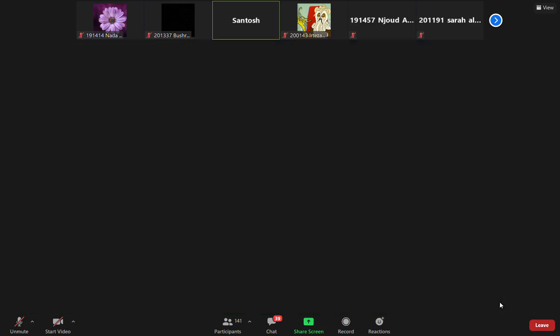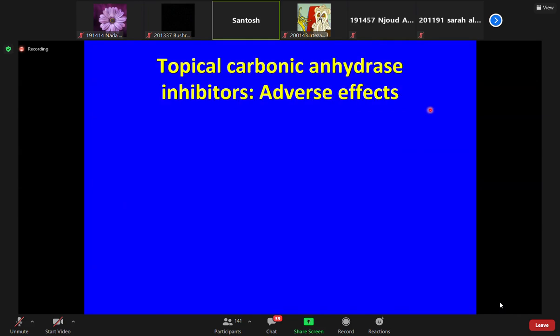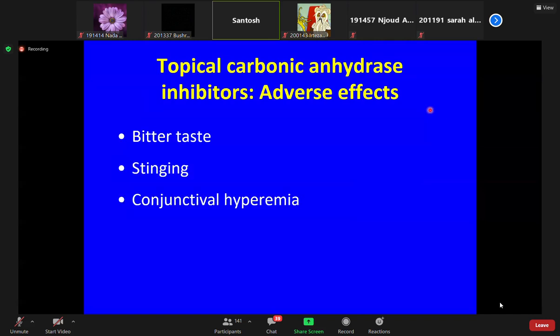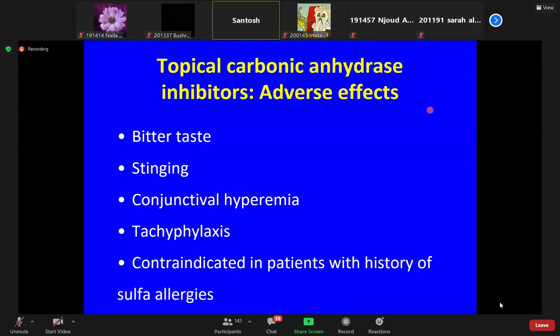However, okay, let's talk about adverse effects of the topical carbonic anhydrase inhibitors. Bitter taste, stinging, conjunctival hyperemia, tachyphylaxis, and they're contraindicated in patients with sulfur allergies because these are sulfur drugs. They have sulfur moiety in it. So they are contraindicated in people with sulfur allergies. And I hope you know the difference between tachyphylaxis and tolerance. What is tachyphylaxis?